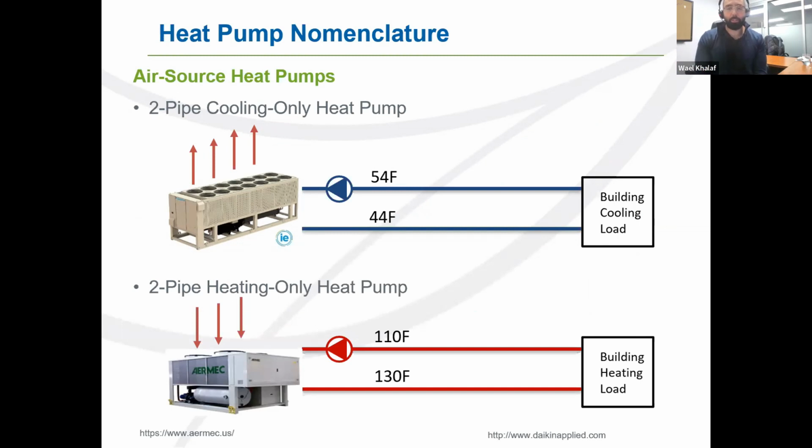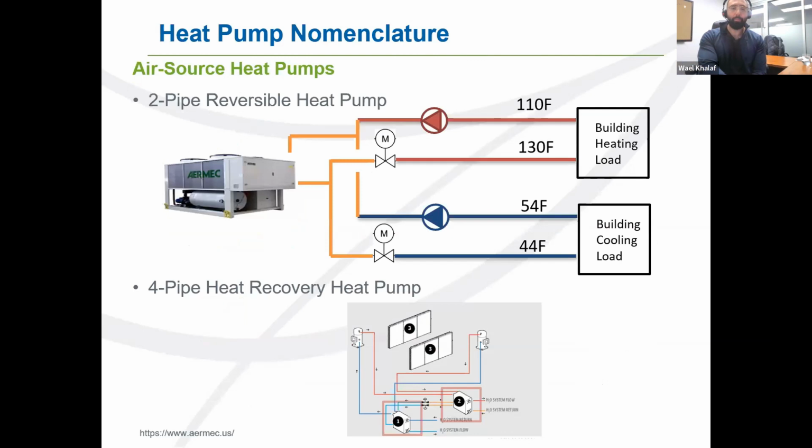The two-pipe nomenclature comes from the fact that I only have two pipes that I'm using, my chilled water supply and my chilled water return. If we go down to the bottom picture, we have a two-pipe heating only heat pump, basically the reverse of an air-cooled chiller. Here we extract heat from the atmosphere and inject it into our hot water loop. The big differentiator is that in my chiller, I control to my chilled water set point, and as a heat pump, I control to my hot water supply set point.